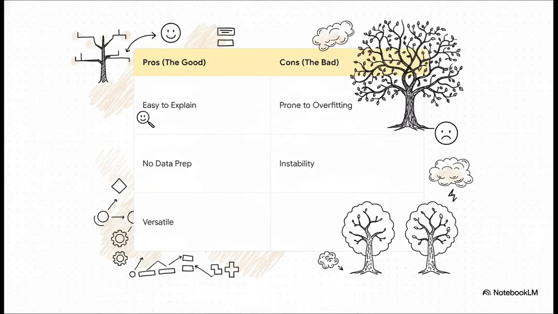All right, first, a real quick summary. The biggest pro, the absolute best thing about a decision tree is that it's so easy to explain. I mean, you don't need a PhD in math to get the logic. It's also super versatile, doesn't need a ton of data prep.